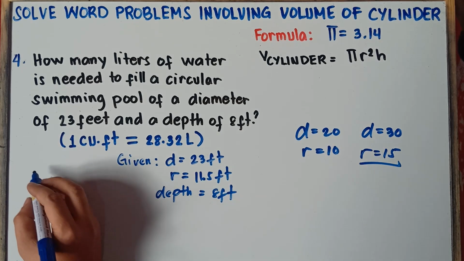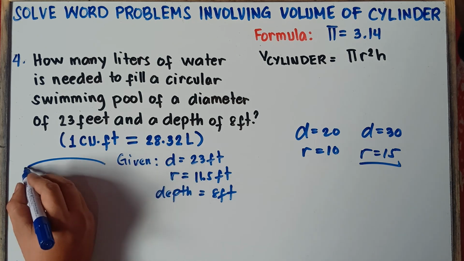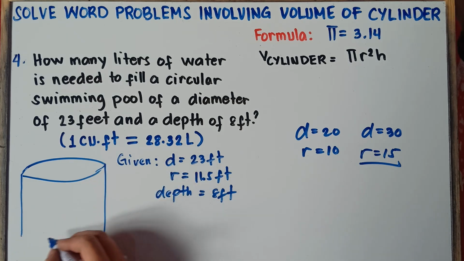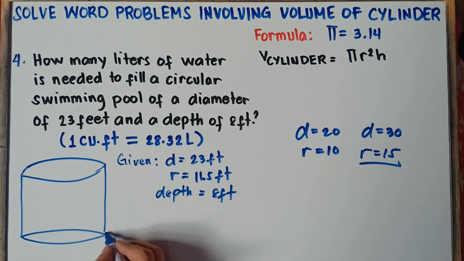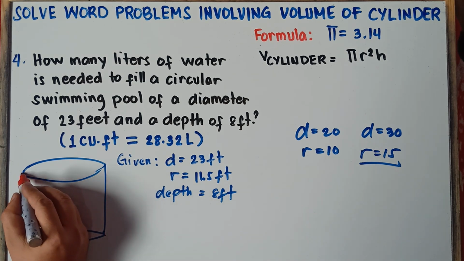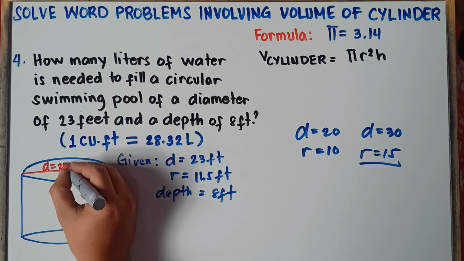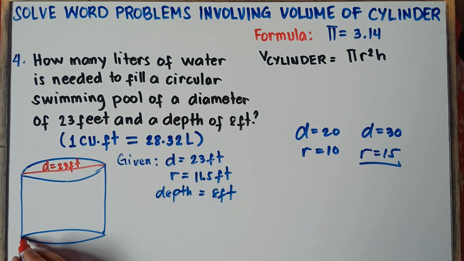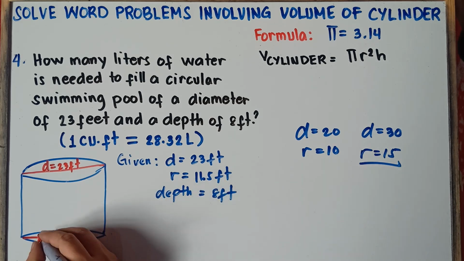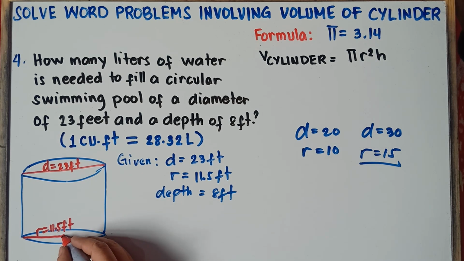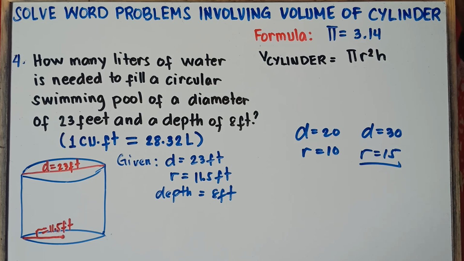Alright, so we can illustrate this one. So this is a circular swimming pool. Assuming, class, this is a circular swimming pool, and then we have the given diameter. If this is the diameter, let's say the diameter is equal to 23 feet. Therefore, the radius, this one right here, half of the diameter, would be 11.5 feet. So this is 11.5 feet for the radius.